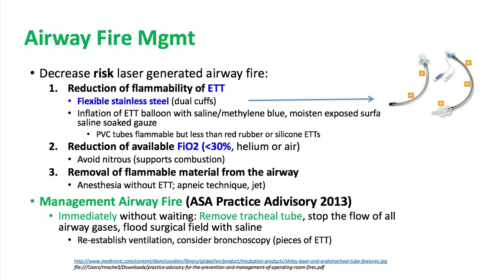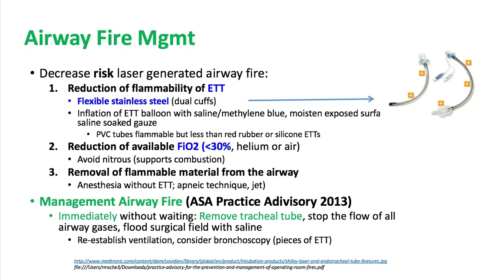Another thing that you can do other than using a flexible stainless steel endotracheal tube is to reduce the available FiO2 to the lowest level possible, and that's usually less than 30%. We don't use nitrous because nitrous can support combustion also. So before the laser fires, ensure that the FiO2 is less than 30%.